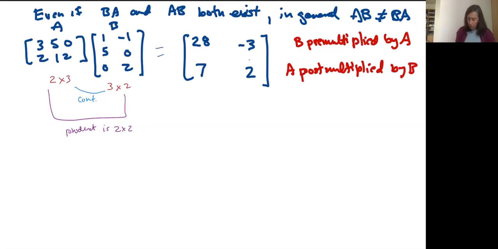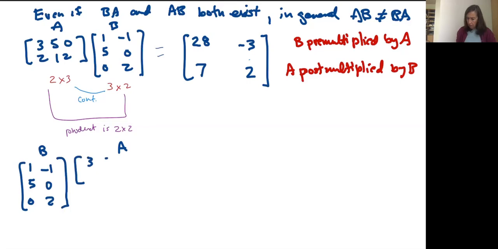So now for BA, we're going to start with 1 5 0, -1 0 2. There's my B, just like it was before. Post multiplied by 3 5 0, 2 1 2. Checking our conformability. B is 3 by 2, just like it was before.